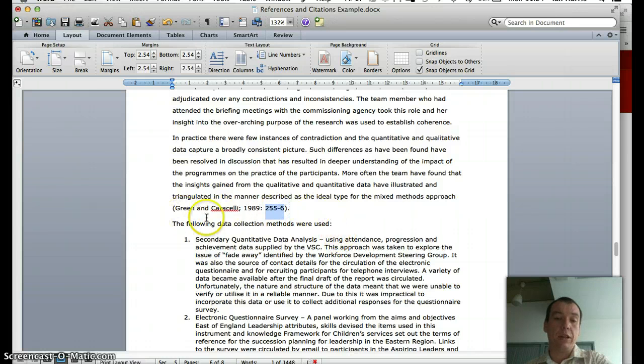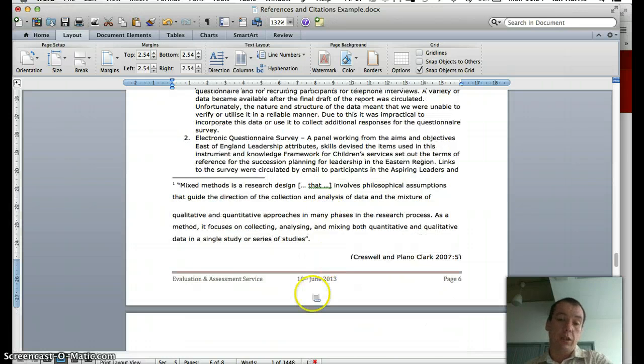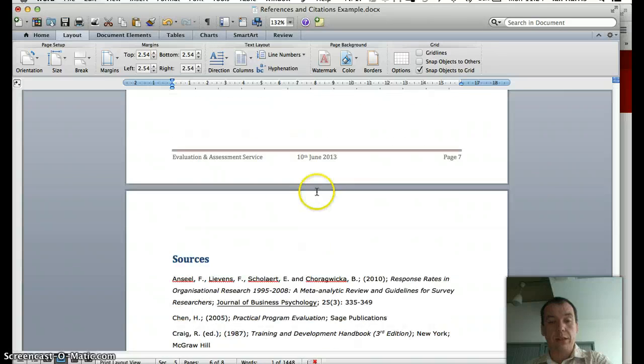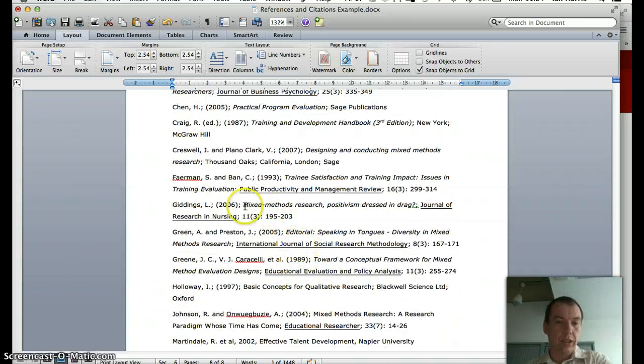So this here is Green and Caracelli, and they wrote another journal article, and you can see that down here. So here's Green and Caracelli. That's their author name. This et al. and others shouldn't really appear in a list of sources. That was a bit bad of me, really, but et al. means and others, et alia. And so in a source list, you should always give the whole list of names. Et al. can be used in citations.